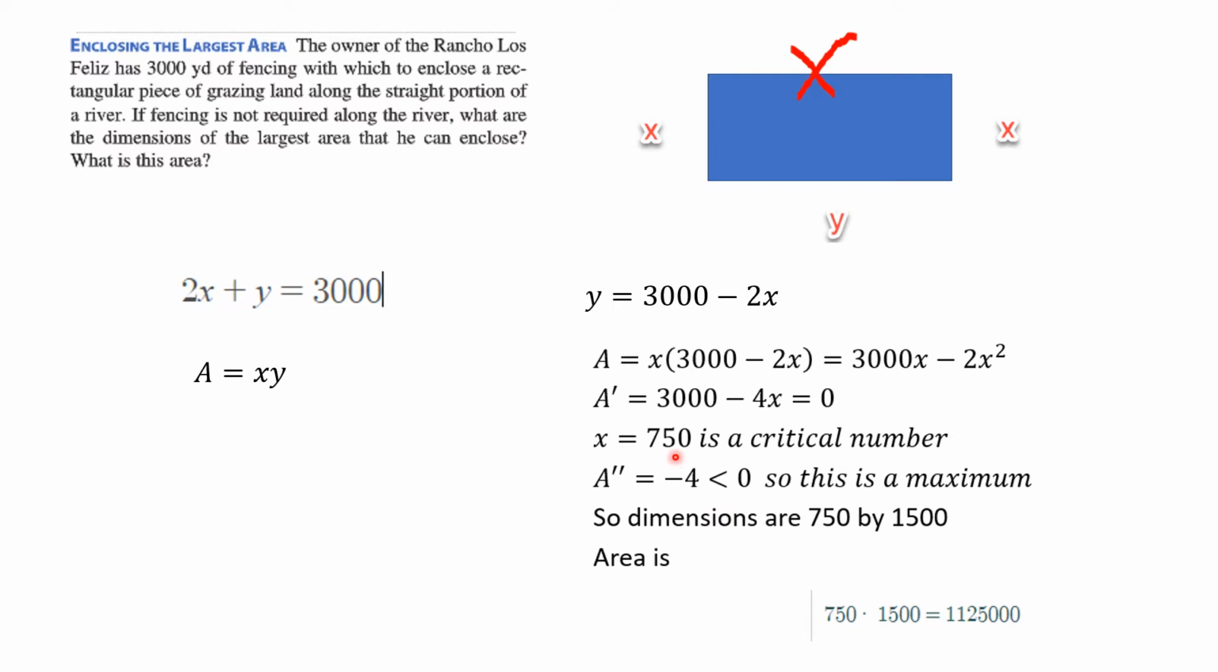And when we put 750 into this equation, we will get the area is, let's see, 1,125,000. And the dimensions are 750 by 1,500. And all those units are yards. This is square yards.